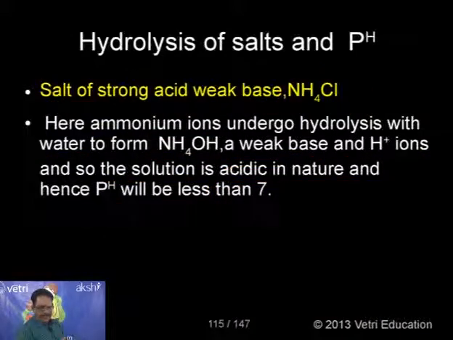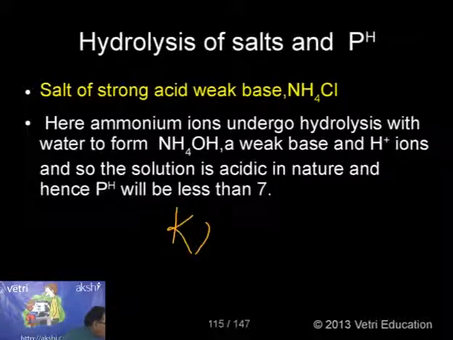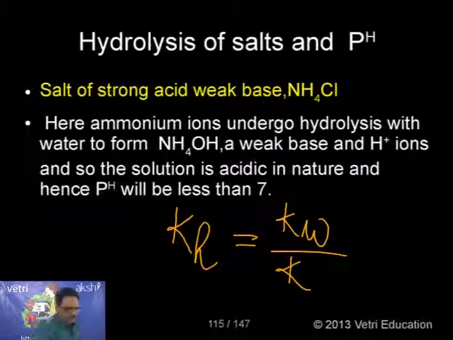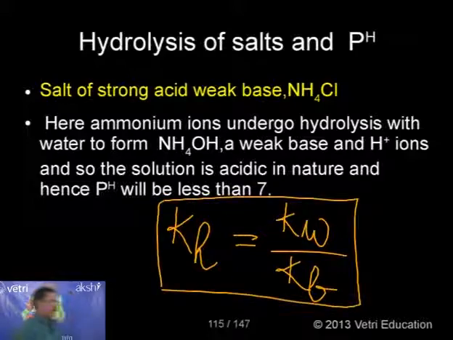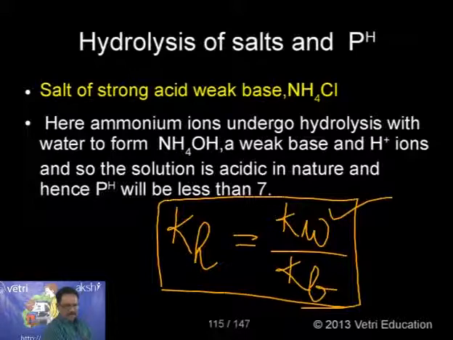Under this weak base, I can give an equation. This is called the hydrolysis constant: KH is equal to KW by KB. This is the most important equation, kindly have it in mind. KH is the hydrolysis constant, KW is the ionic product of water, and KB is the ionization constant of the base. If we know KW and KB, KH can be calculated, so normally a problem can be asked. Kindly note this equation. This is for a salt of a strong acid and weak base.